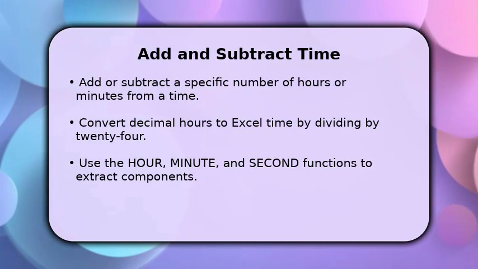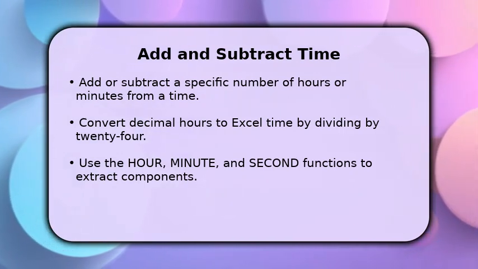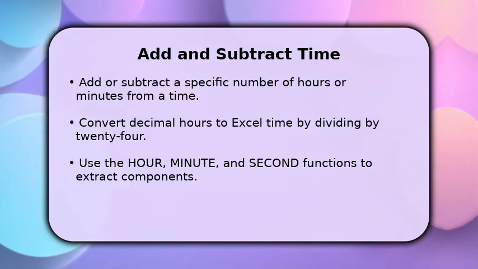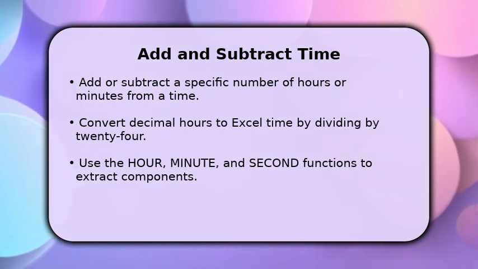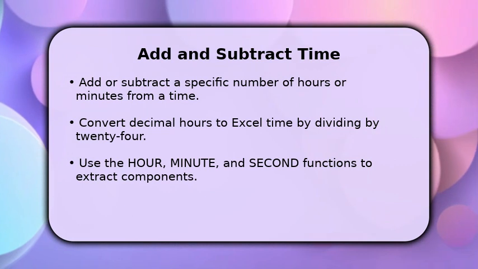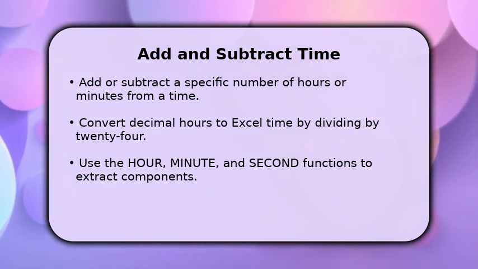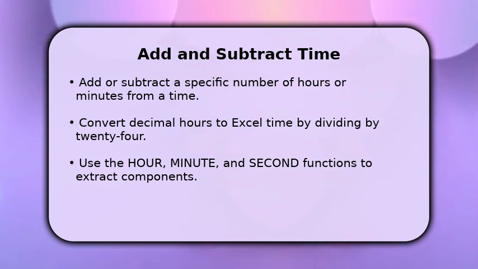Beyond basic calculations, Excel allows for more advanced time manipulations. You can easily add or subtract specific durations from a given time. For example, to add 3 hours, simply add 3 divided by 24 to your time cell. Conversely, to subtract 30 minutes, subtract 30 divided by 1440. You can also extract individual components like hours, minutes, or seconds from a time value using dedicated functions, providing granular control over your time data.